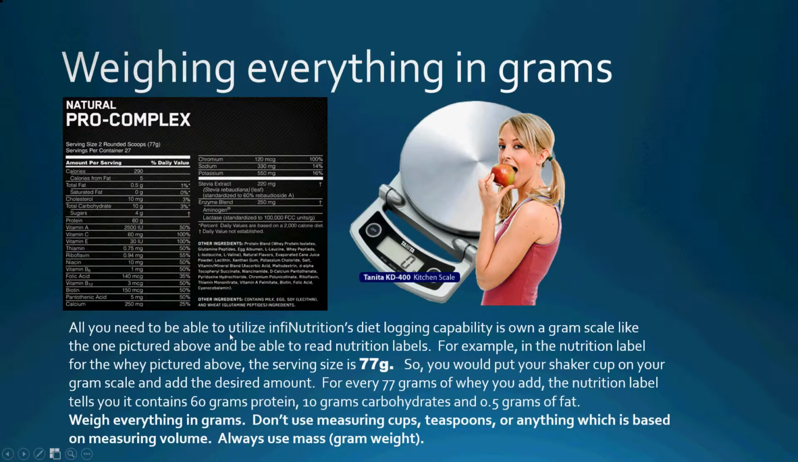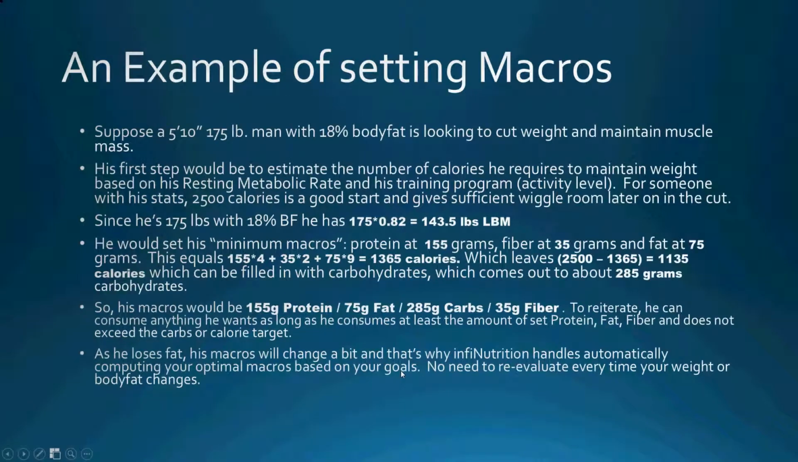Even if you're off by 10% and you do 20 measurements, that can add up. That could be the difference between losing a pound of fat per week or a quarter of a pound of fat per week. So it really adds up. Be exact and use mass, the gram weight.